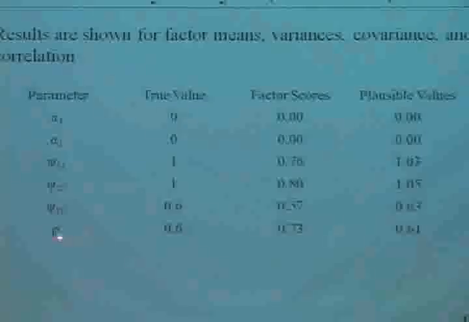Same thing with the correlation here. The true value is 0.6. The ML factor scores give you a value of 0.73, which is quite off, while the Bayesian factor scores, which we call the plausible values, give you an accurate estimate. So the conclusion here is basically that if you're going to use these factor score estimates in another model, you want to use them somewhere else, you better use the Bayesian method and use plausible values, because the results are a much better representation of the factors.